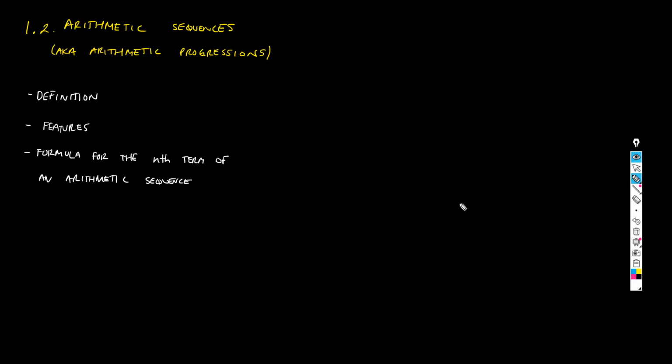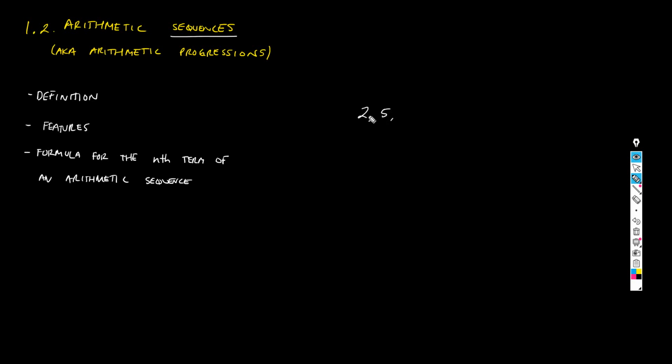So first of all, guys, what is an arithmetic sequence? Well, first of all, let's define what a sequence is, because we can have many sequences which are not arithmetic. So let's first talk about this concept of sequence or progression. A sequence is just this, guys. It's a list of numbers, one after the other.